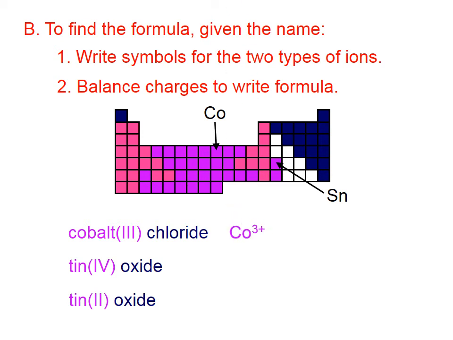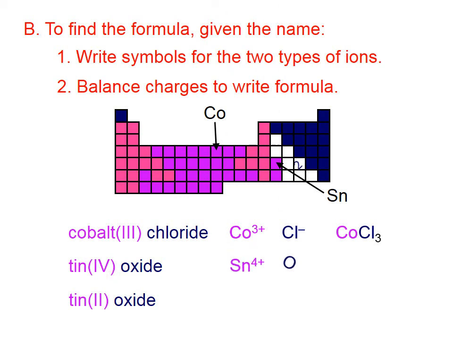Well, 3 plus. The chloride ion, I'm going to point it out with my laser pointer, is right there, which means it's going to gain 1 electron to have the same electron configuration as the nearest noble gas. So it's a 1 minus. So I'm going to need 3 of those chloride ions to cancel 1 of the cobalt 3 ions. The next one, we need to know our Roman numerals. That is a 4. Tin 4 plus.